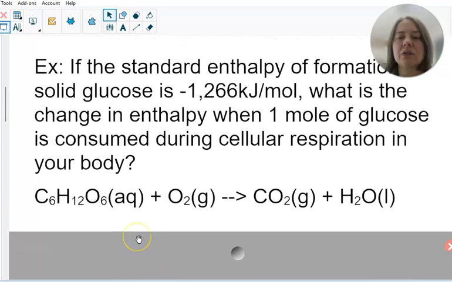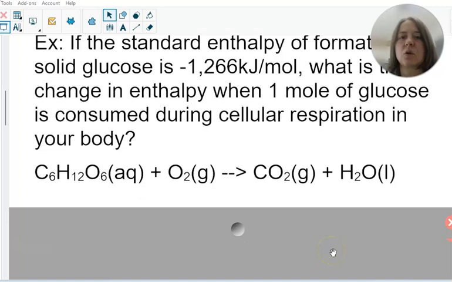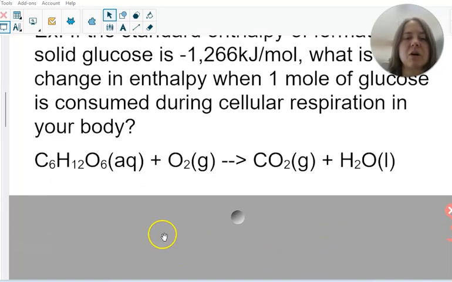So let's think of states of matter. Glucose could be solid or aqueous, and we know reactants in our body happen in aqueous conditions. So let's say it's aqueous, and we know oxygen is a gas, we know carbon dioxide is a gas, and we know water is liquid. Our next step is to balance it. So please take a moment and balance your chemical equation. So hopefully you've already tried that. If not, pause the video and we'll double check it.